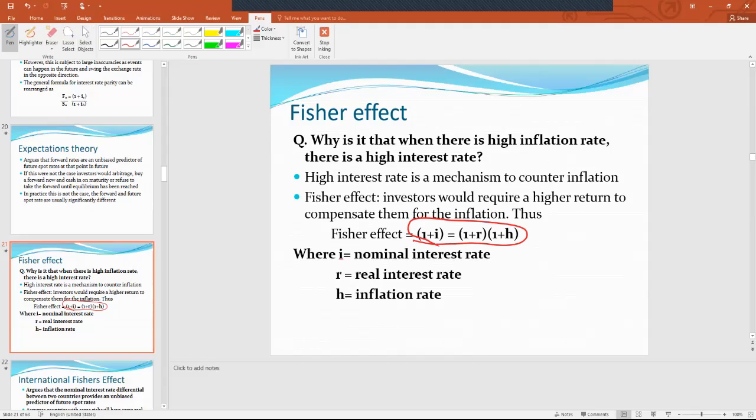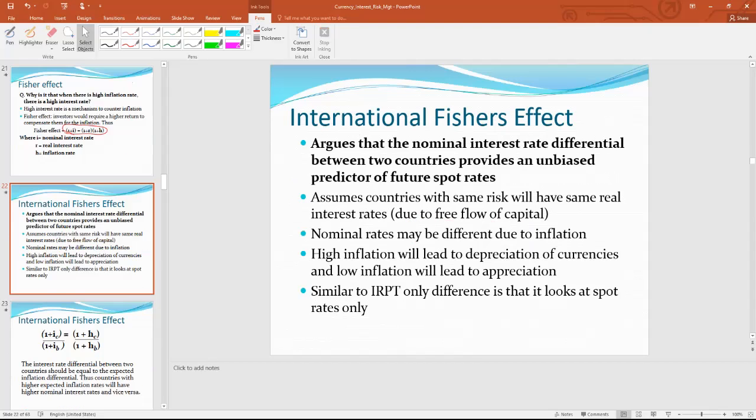Which means the return the investor will be getting after the compensation for inflation is referred to as the nominal rate of return. I think you should remember. And the return the investor will be getting without the inflation, with the inflation removed, is what we refer to as the real rate of return. Once we factor in the inflation, we convert the real rate of return into the nominal rate of return. Now, applying the same knowledge which we did then, we have what we call the international Fisher effect theory.